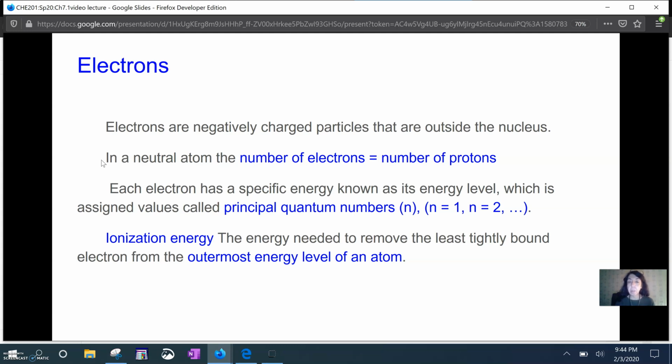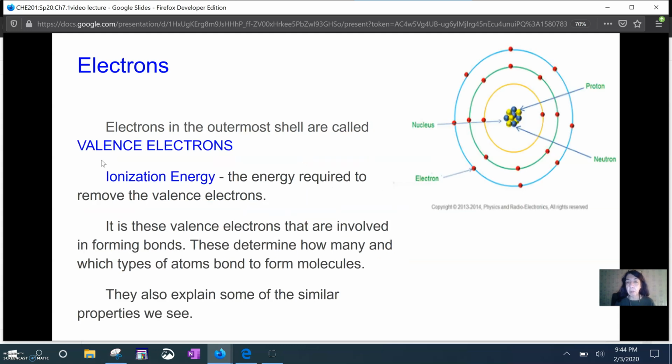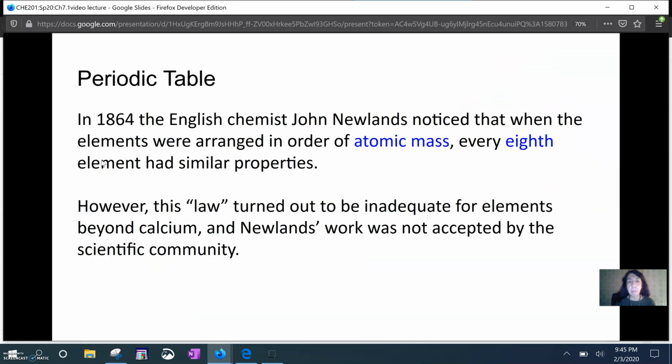The number of electrons always equals the number of protons, and they are assigned values or levels known as principal quantum numbers, which we'll get to in Chapter 6. And the ionization energy is the energy to remove this outermost electron. So you can see here the electrons on the outside. These outer electrons are called valence electrons, and this ionization energy is the energy required to remove them. So it is these valence electrons that are involved in bonding and forming bonds and ions with other molecules. And we will see how this can actually explain some of the properties that we see.